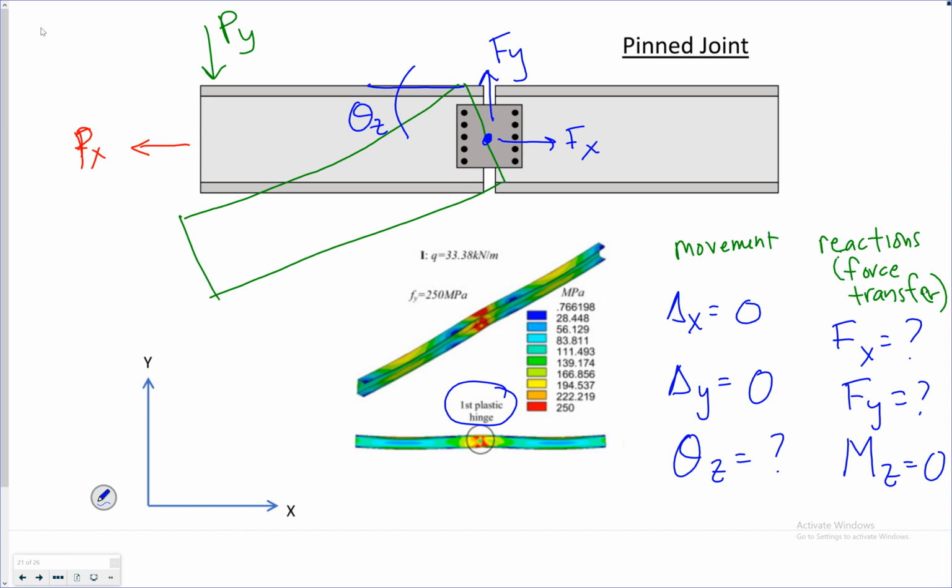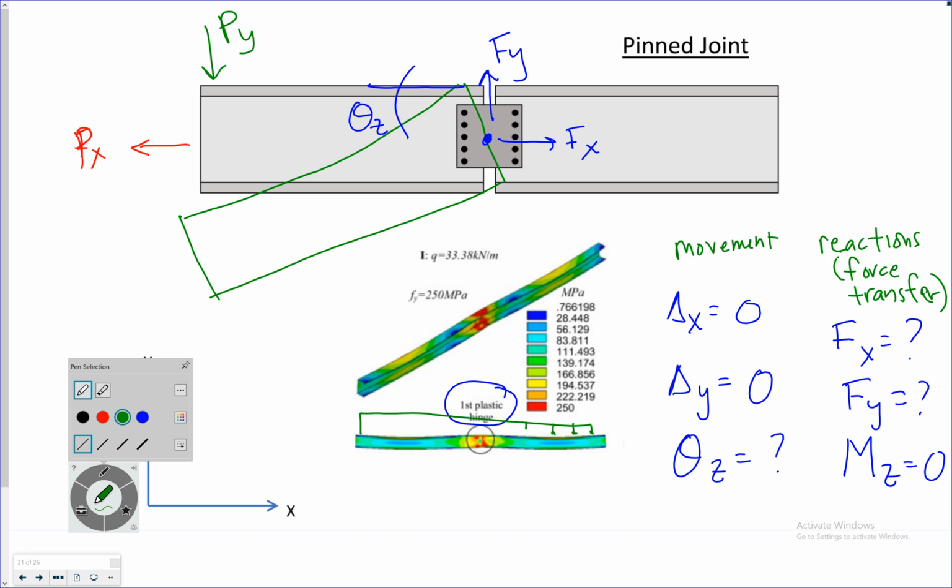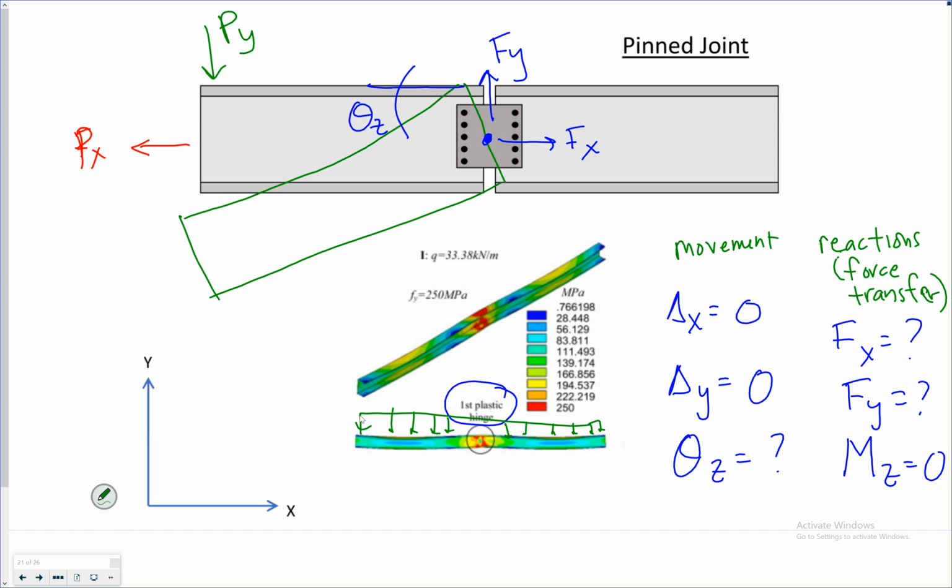So now if I were to apply a distributed load, it would hinge. Let's say it was supported on either end, it would displace like that. We create a hinge. That's a pin joint, or a hinged joint.